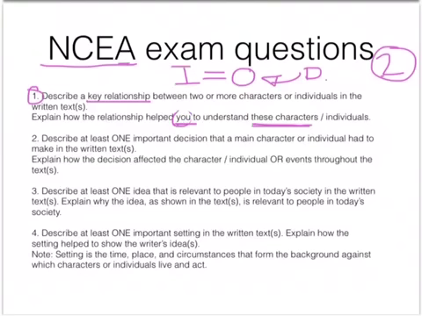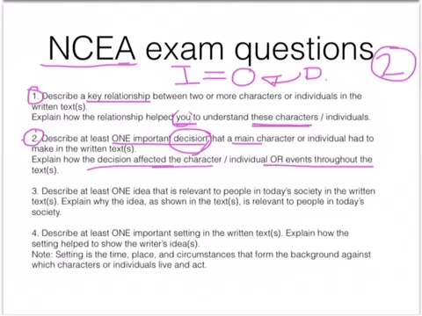Looking at number 2, they say describe at least one important decision that a main character or individual had to make, and explain how the decision affected the character or events throughout the text. So we're only looking at an important decision by a main character, so it might be the decision that Othello made to trust Iago and how that changed the course of events in the play.